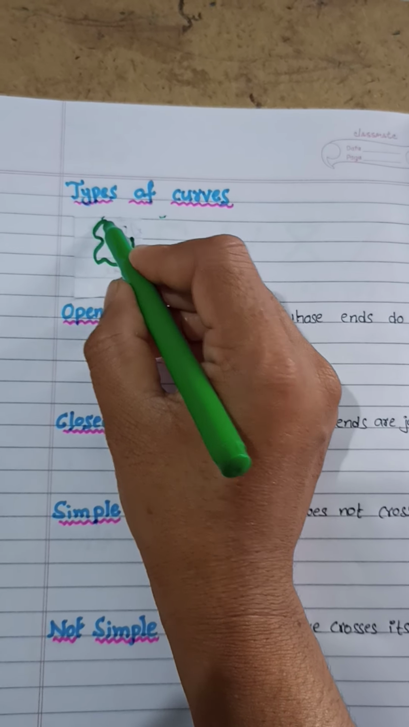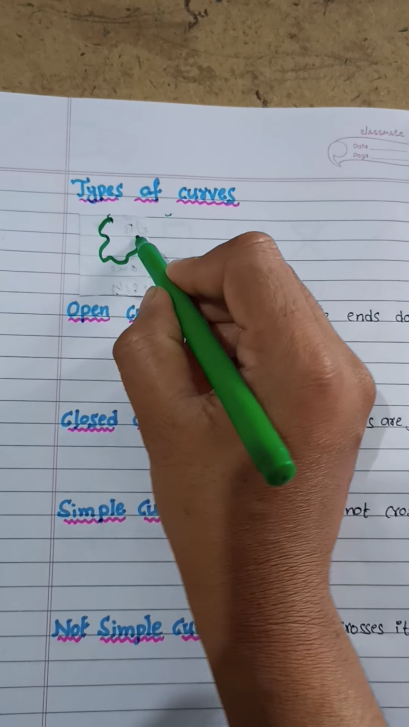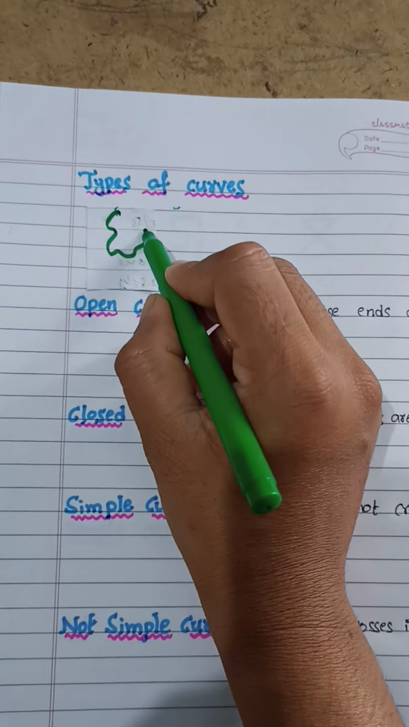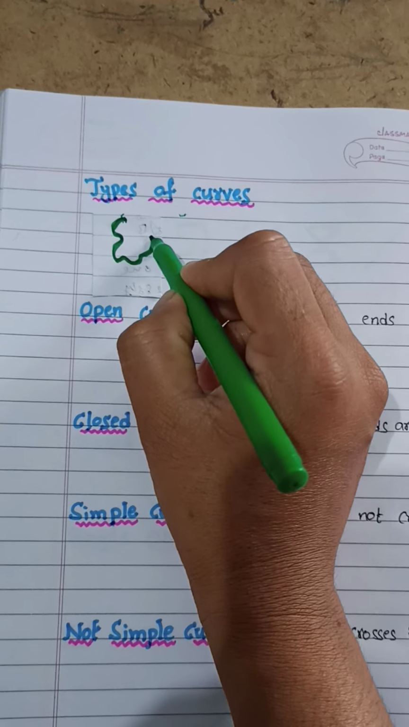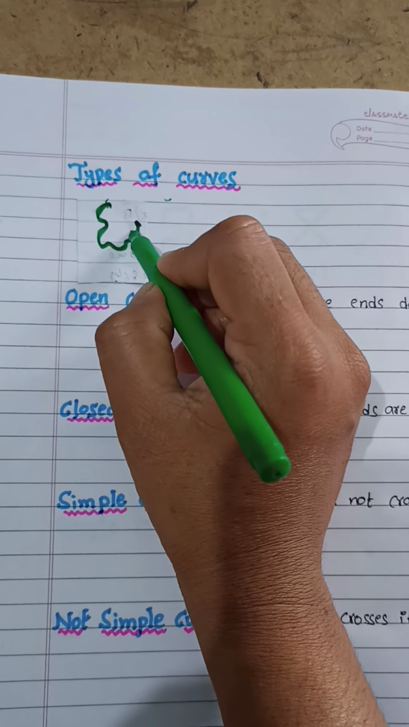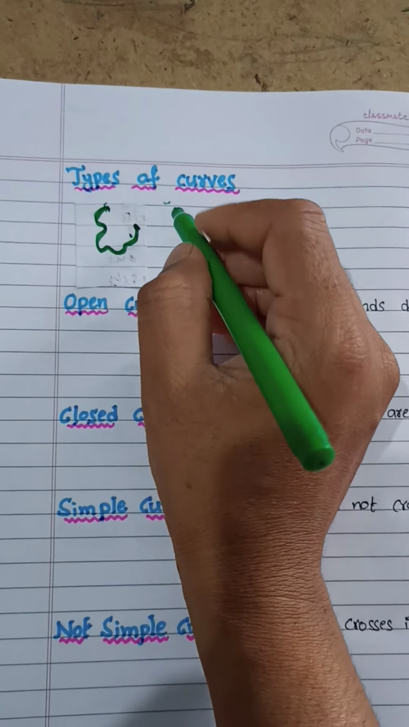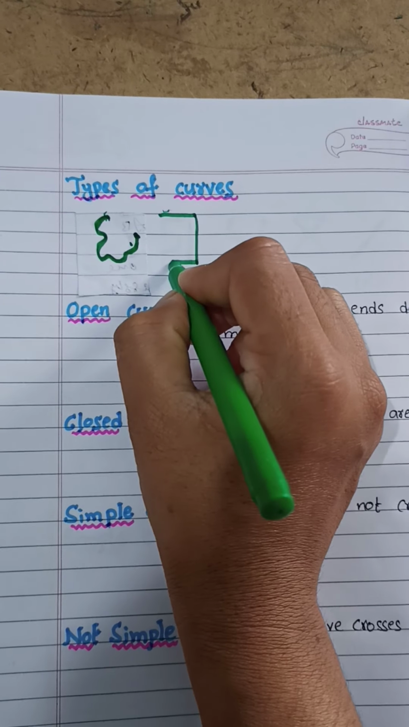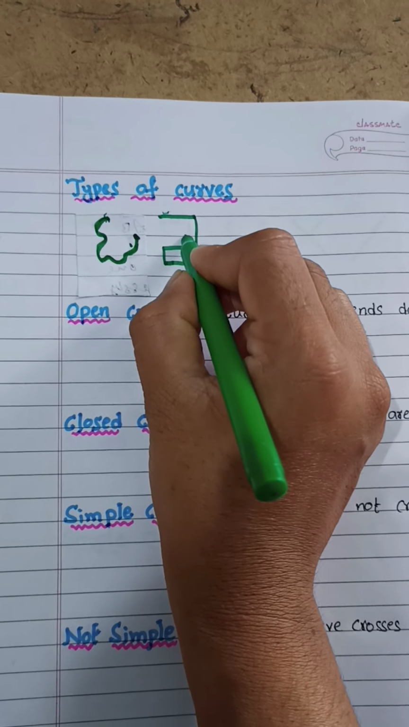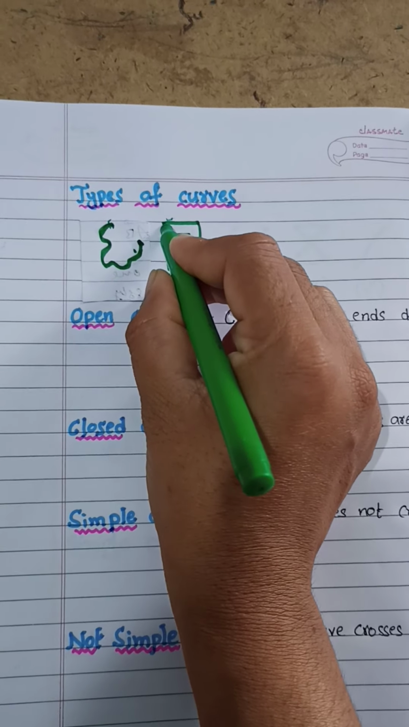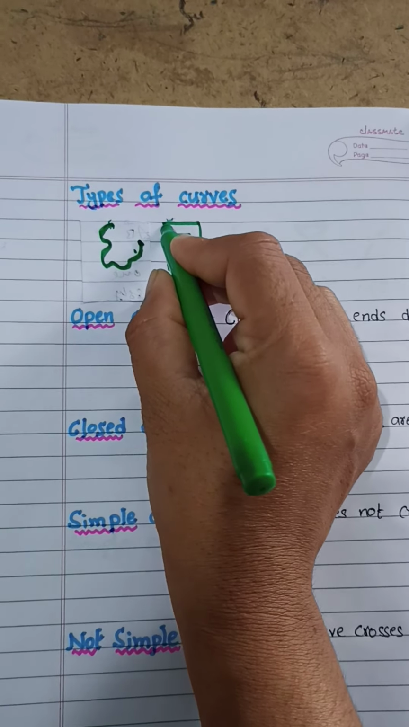I started here and I ended here. It is a curve. Without lifting my sketch, I have drawn this curve. Okay? It is a curve. We see one more example. Here I am drawing one more curve without lifting my sketch. Yes, I have drawn one more curve without lifting my sketch. It is also a curve.